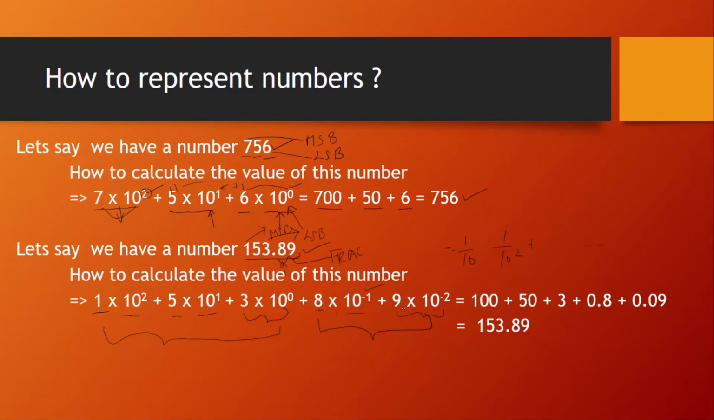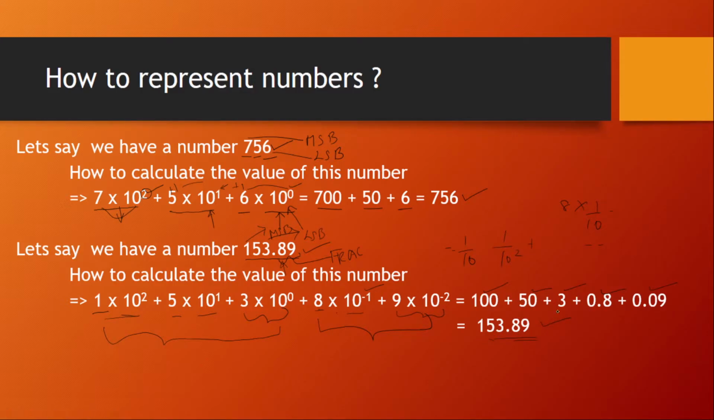Now gathering all the data what we have here, we have 100, that is the first bit here. Then 5 into 10 power 1, that gives me 50. Then 3 into 10 power 0, that gives me 3, plus 8 into 10 power minus 1, that is 8 into 1 by 10. So that gives me 0.8, that's what we have here. The 9 into 10 power minus 2 gives me 0.09. So when you add up all these numbers, you will end up at the answer 153.89.